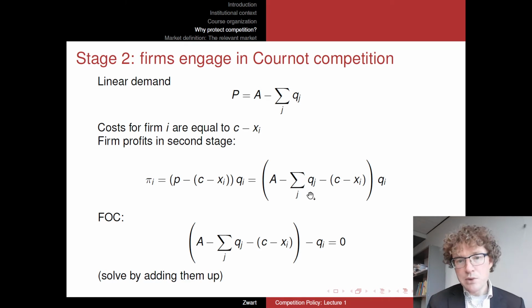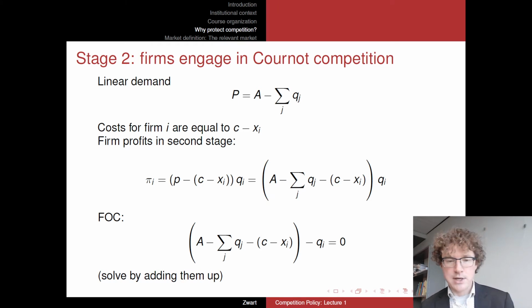So what do we want to do? We want to solve for the Nash equilibrium in this Cournot competition game. That means we want to solve for the first order conditions. Let me actually do that on paper to see how that works in more detail. So let me switch to paper here.